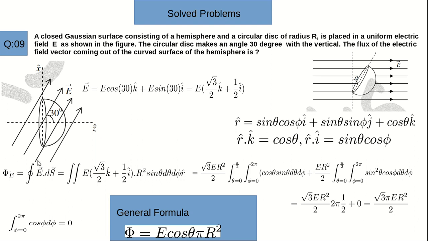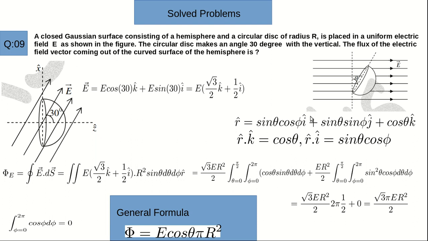So phi e will be E dot dS, where E is this vector and dS is r square sin theta d theta d phi r cap. Now if we take k cap dot r cap, which is cos theta from this equation, and i cap dot r cap, which is sin theta cos phi from this equation, and substitute this, you will get an equation like this.